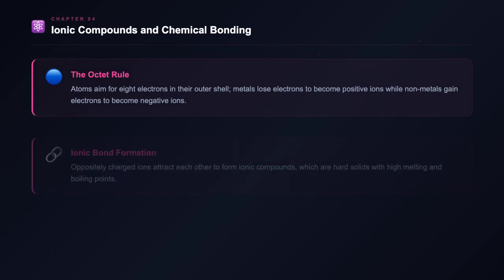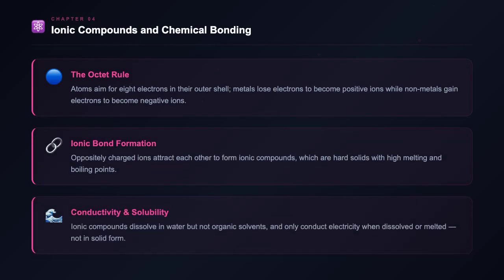The octet rule explains how atoms interact. Atoms aim for 8 electrons in their outer shell. Noble gases have full shells, so they're not reactive. When ionic bonds form, metals lose electrons and become positive, while nonmetals gain electrons and become negative. These oppositely charged ions stick together.